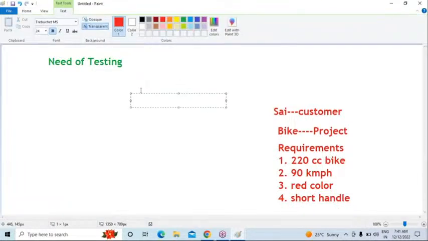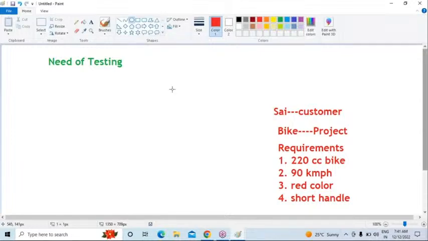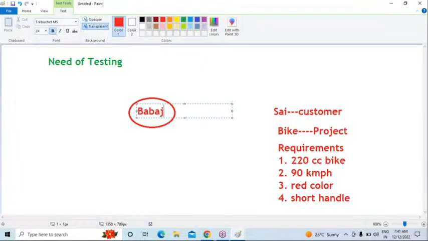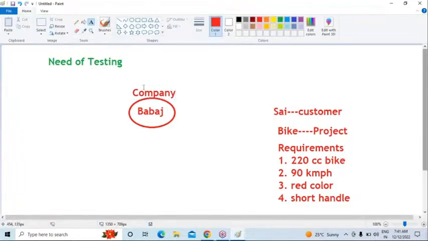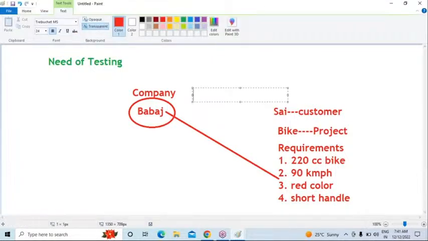So for example, assume it in the market, right? There are so many companies there. So he wants the Pulsar 220cc bike. Here Bajaj is the company. Initially I will give a quotation for that. Now the company is going to give the quotation: in order to develop it, we are charging 80,000 rupees. Now Sai is going to agree to that. Okay, you can develop and provide me the bike.